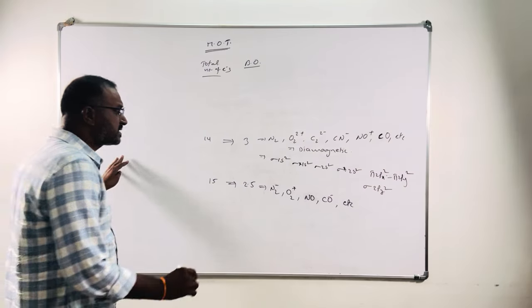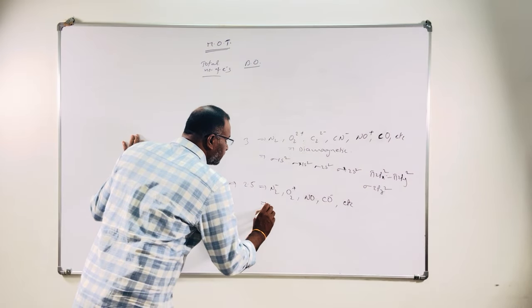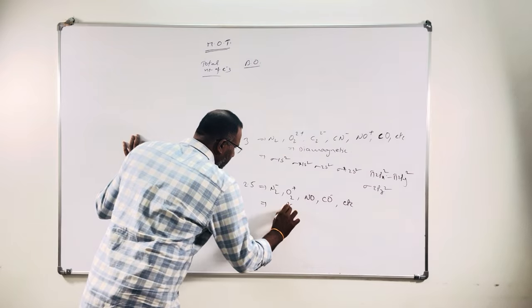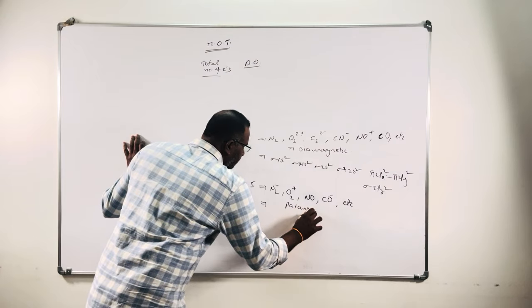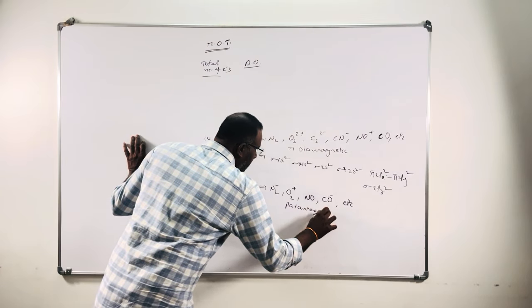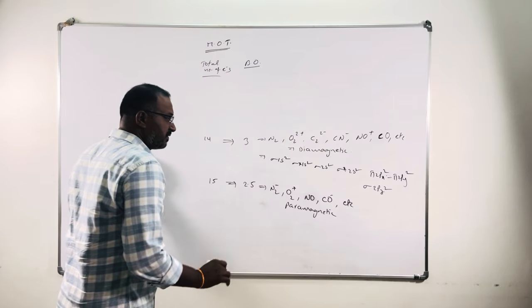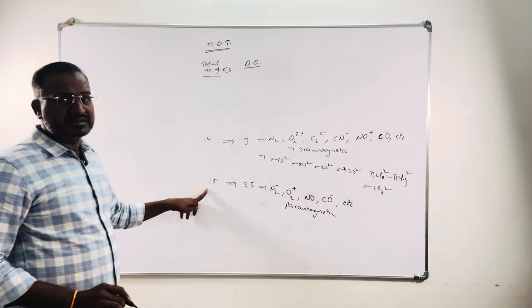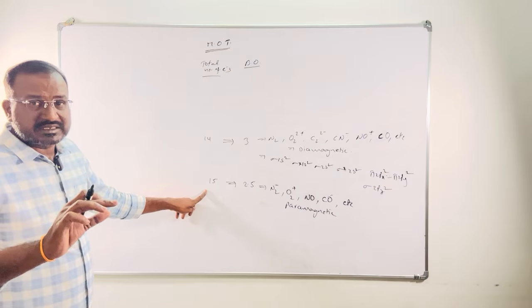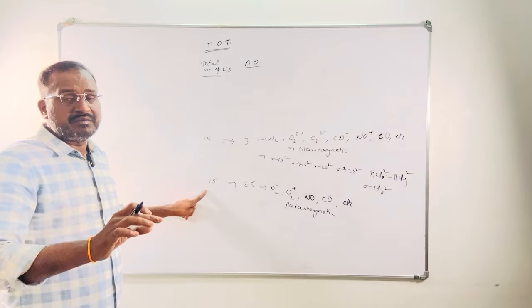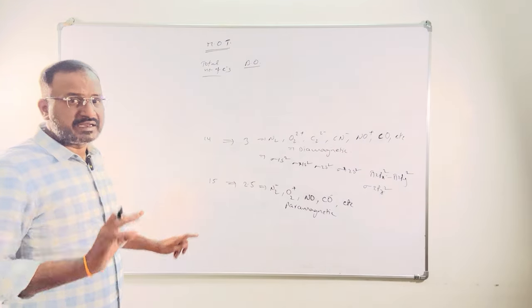In all these cases, the magnetic nature will be paramagnetic. Why we get paramagnetic, I'll write the configuration. Here total electrons will be 15, which means in this case the molecular orbital energy diagram is a little bit different.